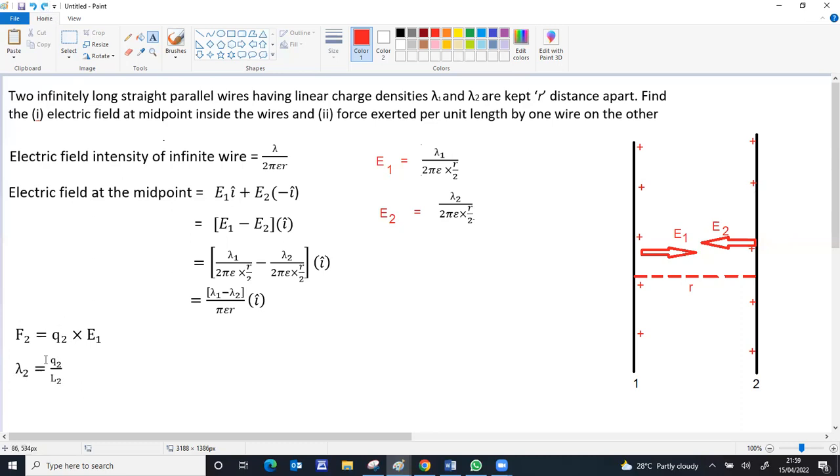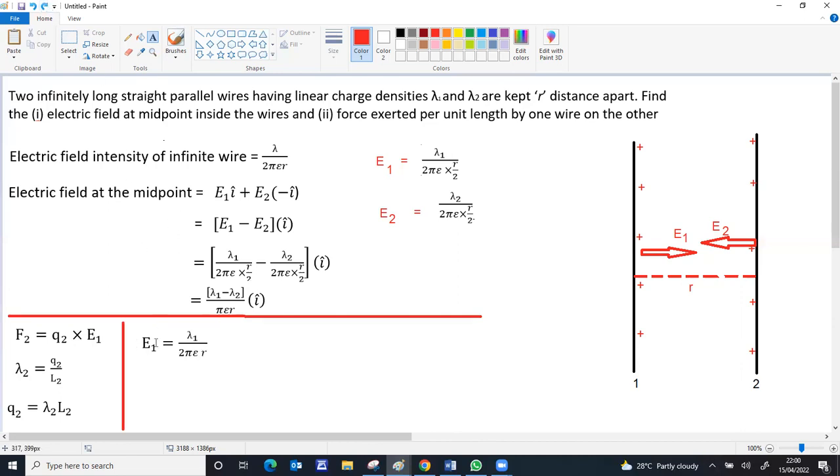When you find Q2, you know linear charge density lambda is charge by length, so Q2 will be lambda 2 L2. So one part we already got, Q2. E1 is the electric field intensity produced by the first wire at the location of the second wire. It's different from case 1, E1 and E2, which were the electric fields at the midpoint of the wires. In case 2, E1 is the electric field of wire 1 at the location of wire 2. The distance will be r in total.